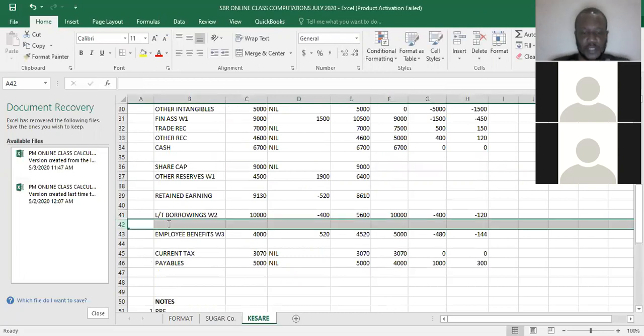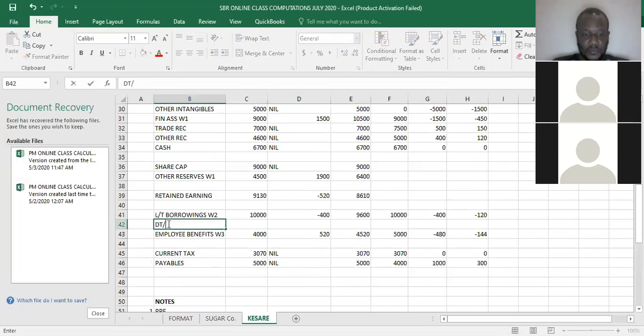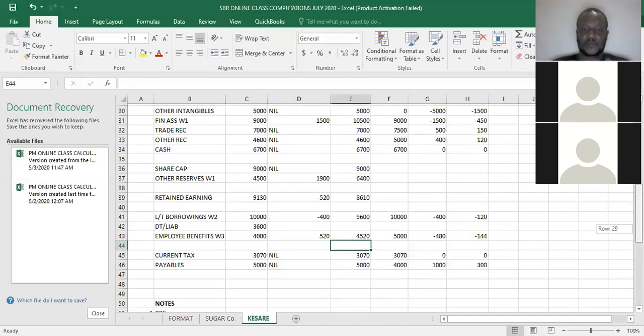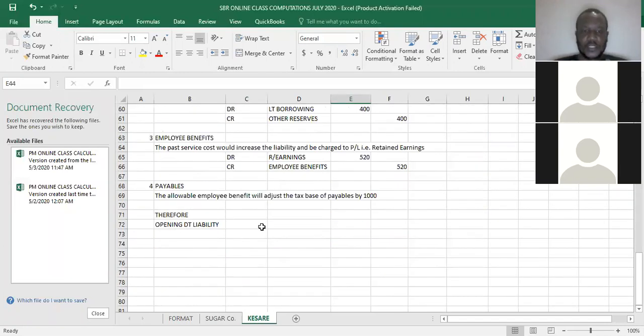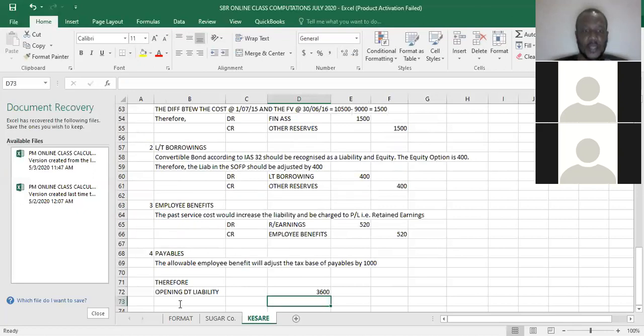So my deferred tax liability now was what? The deferred tax liability is how much? 3.6. So I just have my 3.6. Okay, so I'll come down. I'm not going to make any adjustment to that. I'll come down to my downstairs. So my opening deferred tax liability is how much? It's 3.6. So it's equal to that 3.6. Okay, then my adjustments.